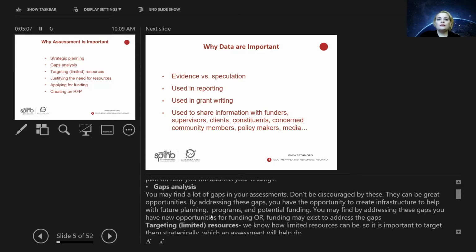Gap analysis. You may find a lot of gaps in your assessment. This happened to me with the needs assessment I did when I was at another agency. And it actually ended up being a very good thing. So don't be discouraged if you find a lot of gaps. They can be great opportunities. By addressing these gaps, you have the opportunity to create an infrastructure to help with future planning. So what we did to address some of the gaps is we put some things into place that served us throughout the years, and we really created a great infrastructure. So it ended up being a good thing finding those gaps.